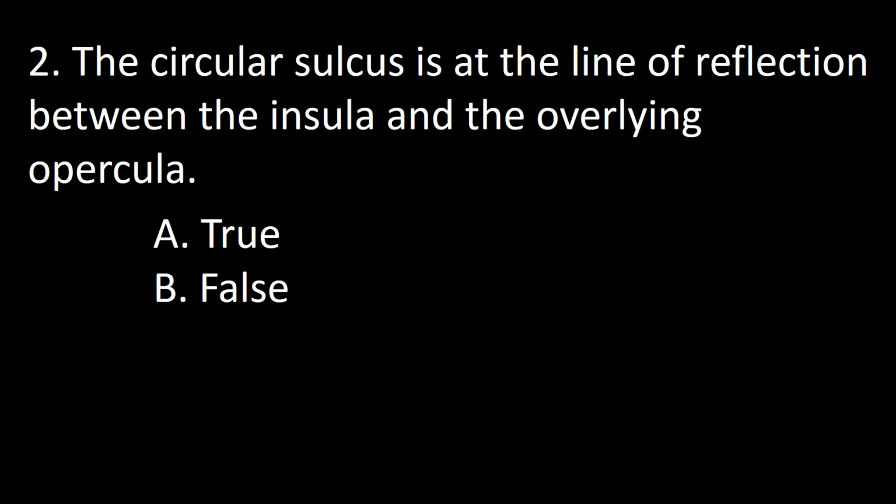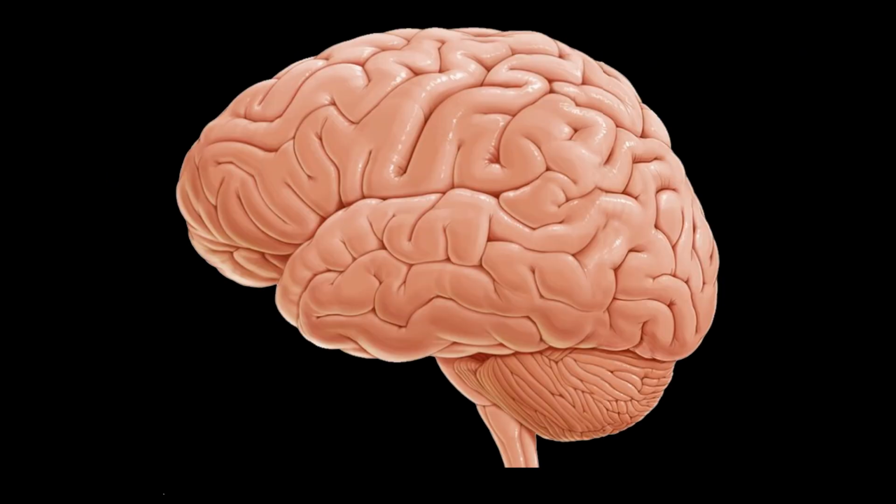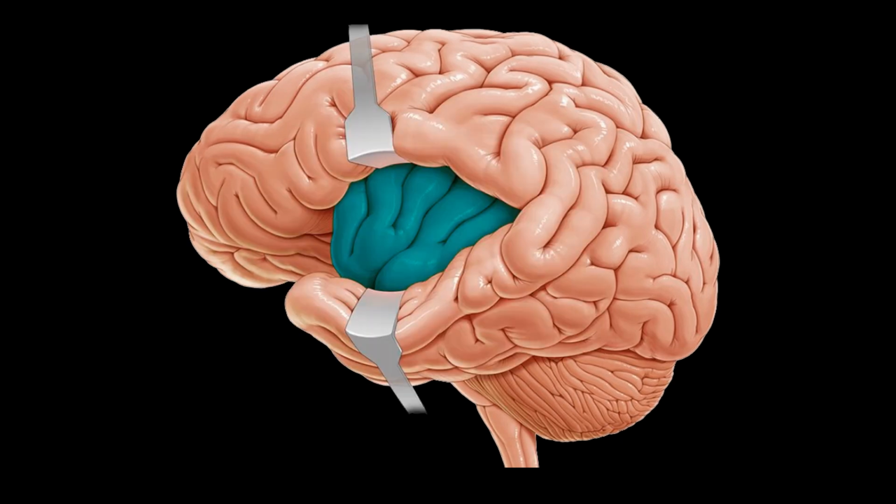Next question. The circular sulcus is at the line of reflection between the insula and the overlying opercula. A. True, B. False. This is the lateral view of the brain. If we separate the temporal and the frontoparietal edges of the lateral sulcus, we find the insula.